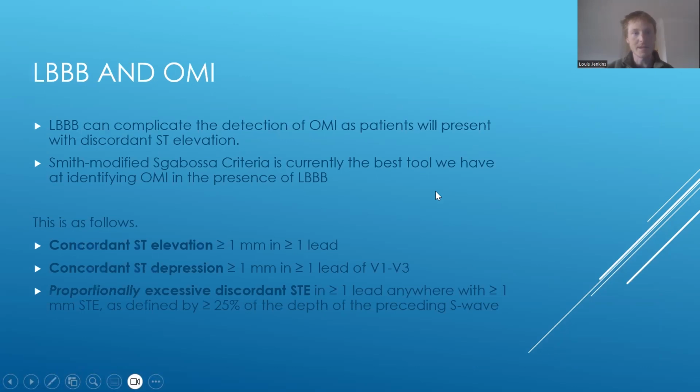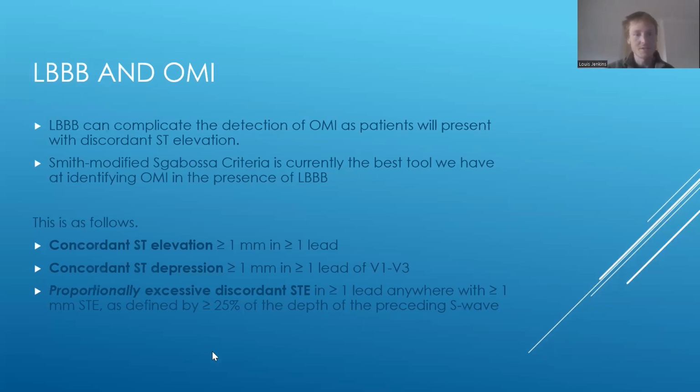Great. So as we've talked about a little bit already, left bundle branch block can really complicate the detection of occlusive myocardial infarct, as these patients are going to present with that discordant ST elevation. And the Smith modified Sgarbossa criteria is currently the best tool that we have for identifying NOMI in the presence of left bundle branch block. Now, I say currently because there is some other emerging evidence that we might talk about in a little bit, but I don't want to overwhelm you, so we'll just focus on the Smith modified Sgarbossa.